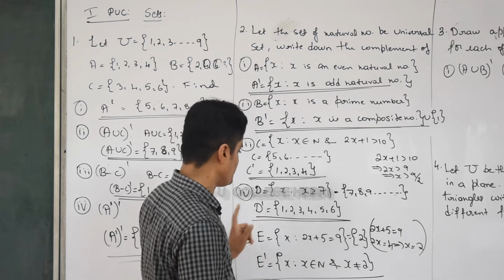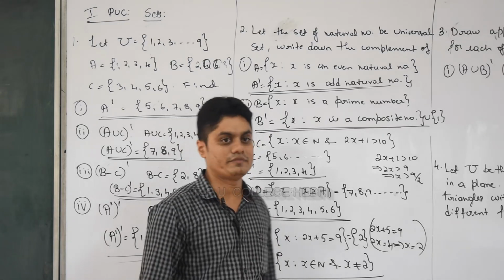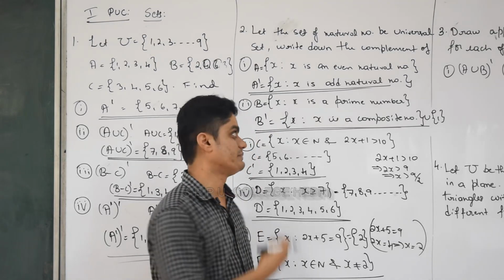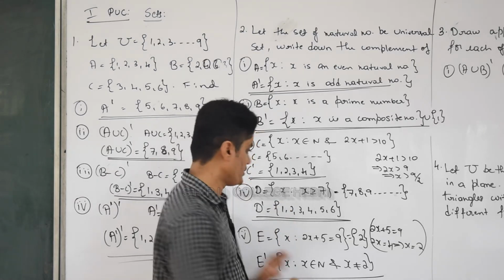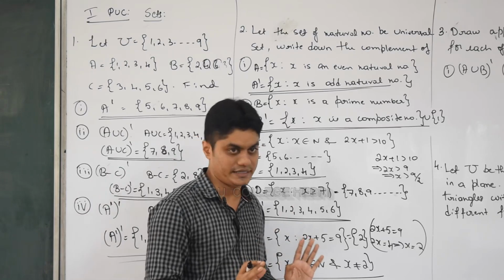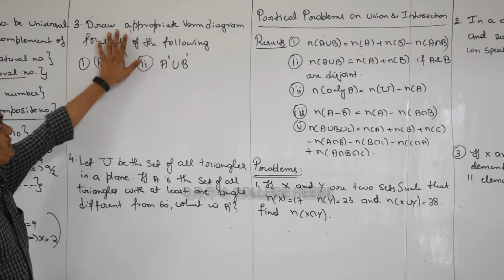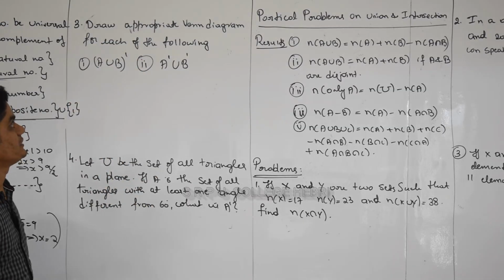So these are the 5 answers to these 5 different statements where we found the complements of the sets by considering the natural numbers as the universal set. Understood what I am telling? I hope you understood these two sets of problems, right? Okay, very good. So next question: draw an appropriate Venn diagram for each of the following.